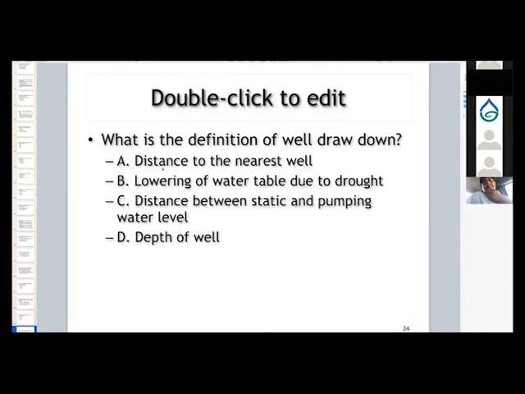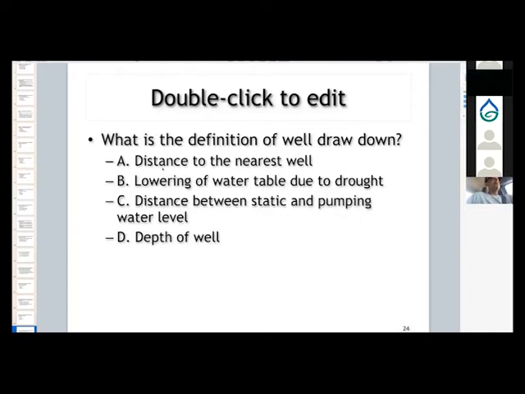What is the definition of well drawdown? A, the distance to the nearest well. It's not going to be that. B, lowering of the water table due to drought. No. C, distance between static and pumping water level. Ding, ding, ding. So that's what we're talking about with the drawdown of a well.